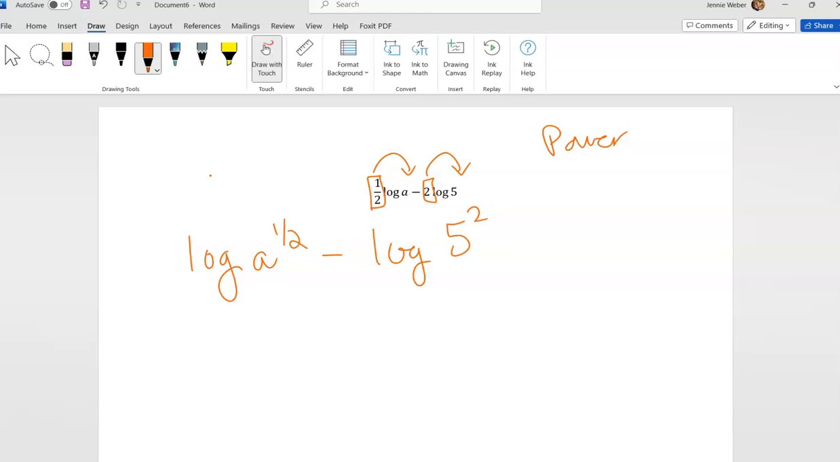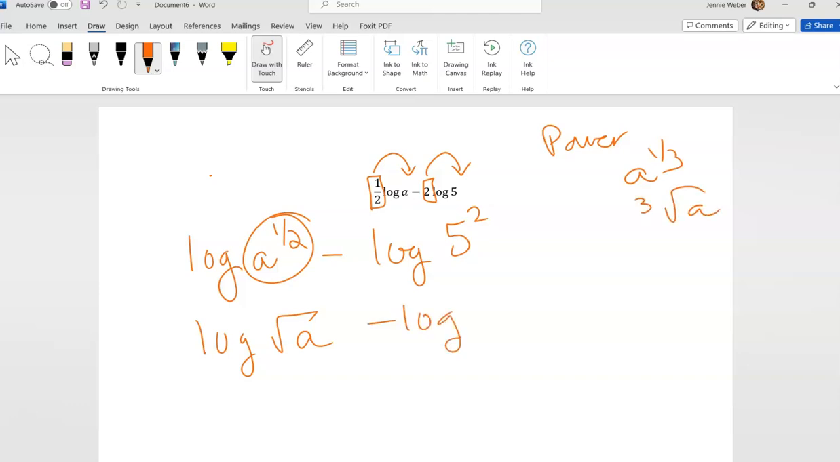Now here, what's another way to write this? Well, I can write this as the log of the square root of a, because remember, any fractional exponent can be rewritten as a radical. And the basic square root is a 2. If this was a to the 1/3, I would have the third root of a. And then this can just be turned into the log of 25, right? I can do 5 squared.